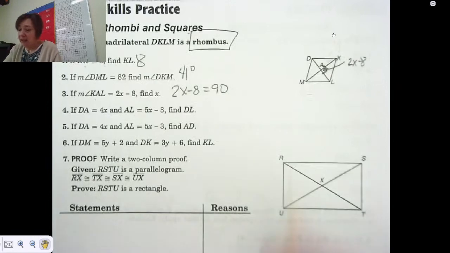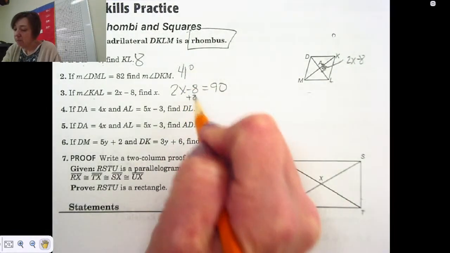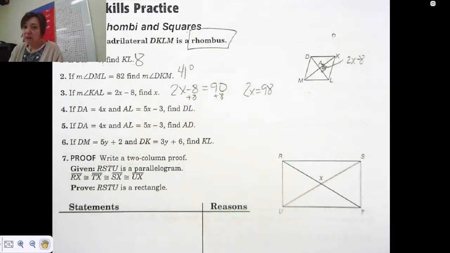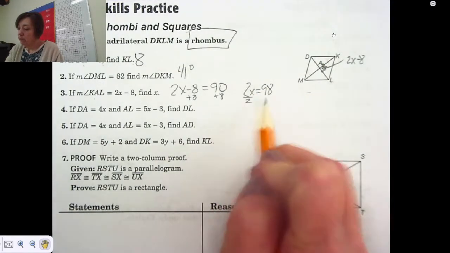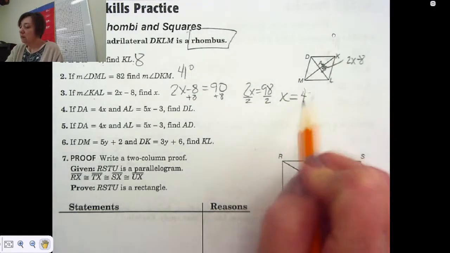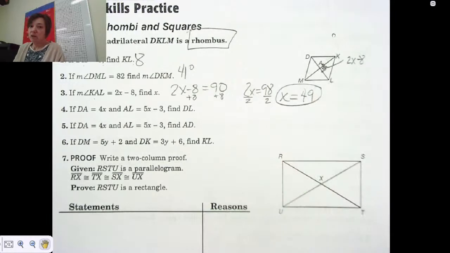So we're going to add 8 to both sides. Right? So we've got 2x equals 98. Divide both sides by 2. And x winds up being 49. So our answer for that is x is 49. See how simple that is?